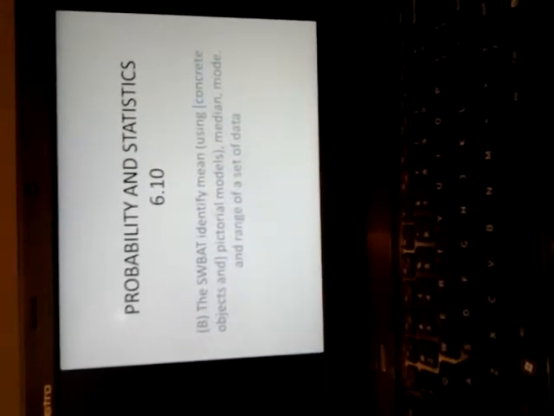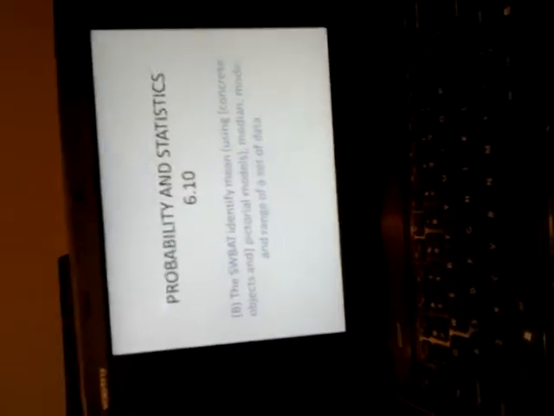Okay, today in class we're going to be working on probability and statistics. We're going to be looking at the TEKS 6.10b. At the end of this lesson, you're going to be able to identify mean using concrete models and pictorial models as well. And you're going to be working with median, mode, and range of a set of data.